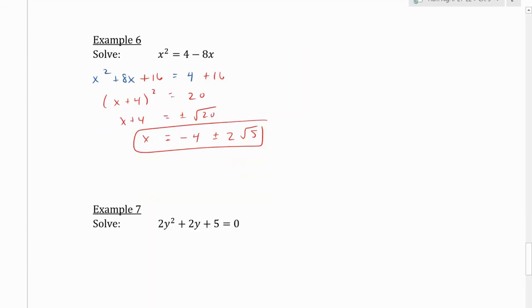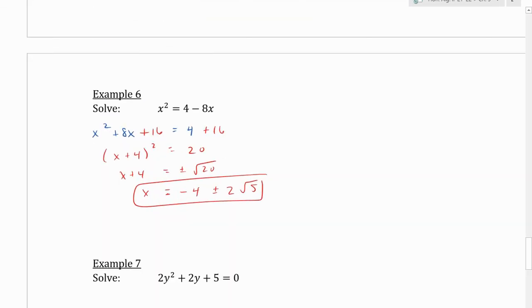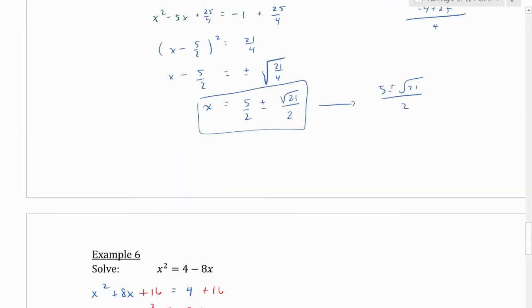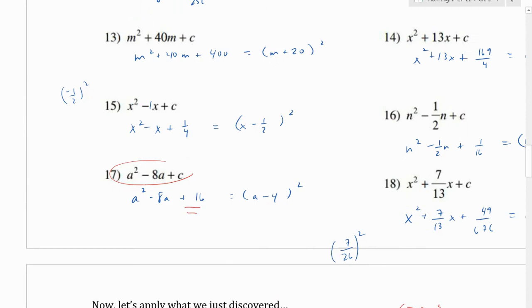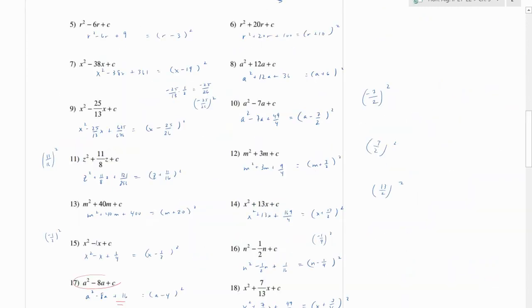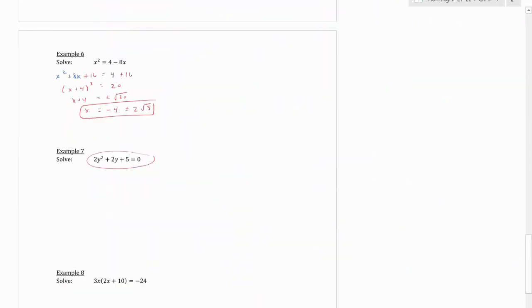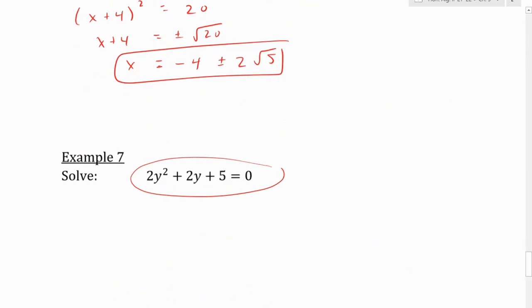Okay. All right. Now, here's the thing you got to know about this one. When we were doing this pattern on this whole page up here, did you notice a lead coefficient of anything but 1? Yeah, you didn't, because that pattern only works if there's a lead coefficient of 1. So for this, I've got to divide both sides by 2 before I ever start. Then I can take care of business.